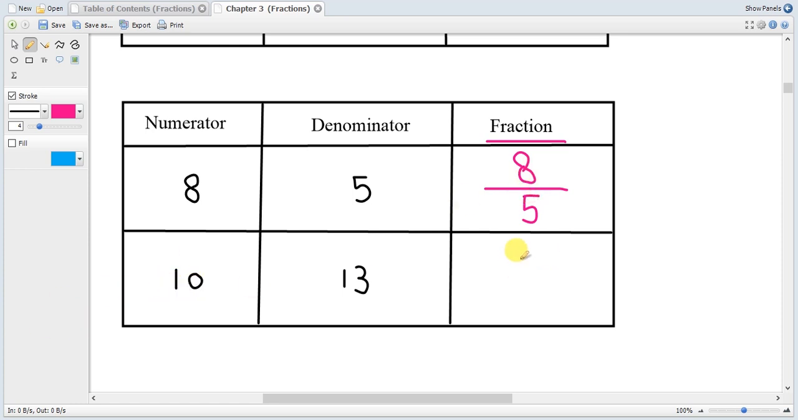In the second case, 10 is our numerator, the top value, and the bottom value is the denominator, which is 13. So the fraction we are getting here is 10 over 13, right?